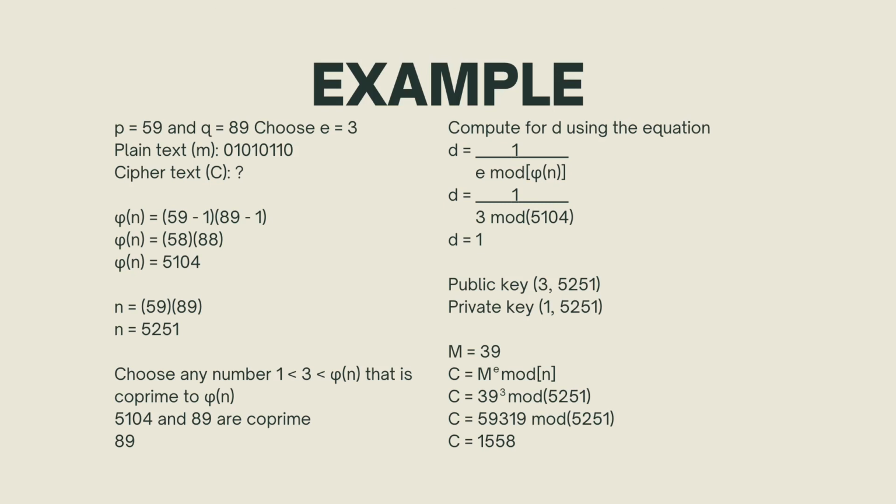Now let's say the value of our m is 39. So using the equation for the encryption, which is c is equal to m raised to e mod n, we will now input the values. So c is equal to m, which is 39, raised to our e, which is 3, mod n, and n is equal to 5,251.